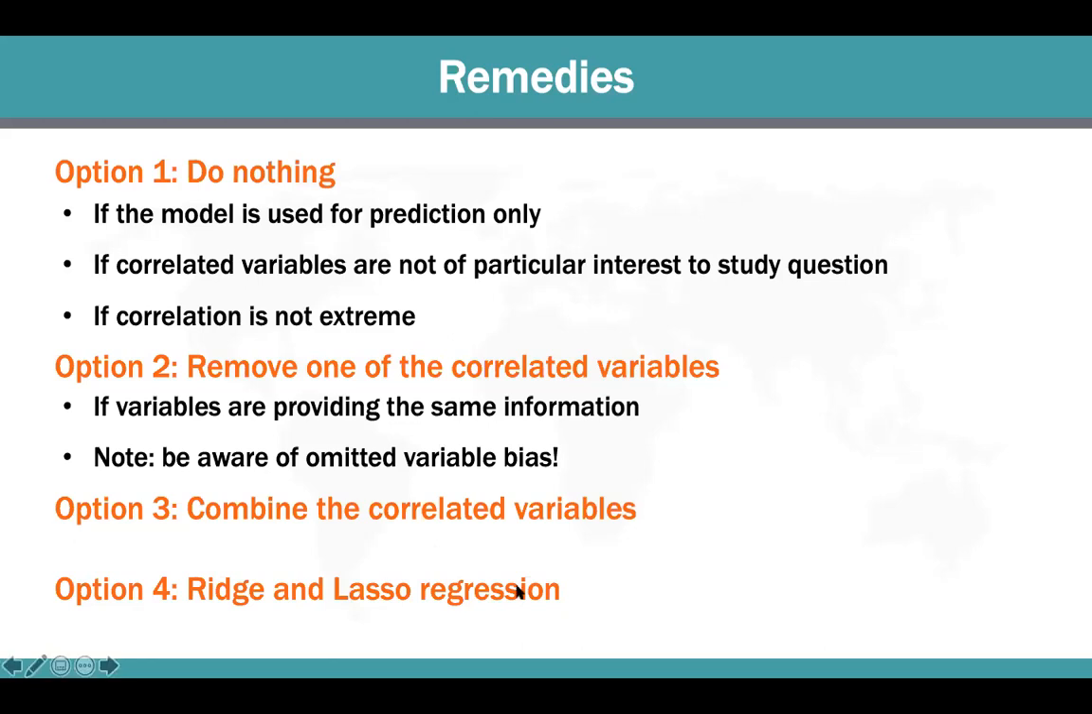And option 4 is called ridge and lasso regression. This is a kind of regression that adds a penalty to our variables. It's a little bit complex, so we won't cover that in our presentation today. If you are interested, you can Google how ridge and lasso regression work.